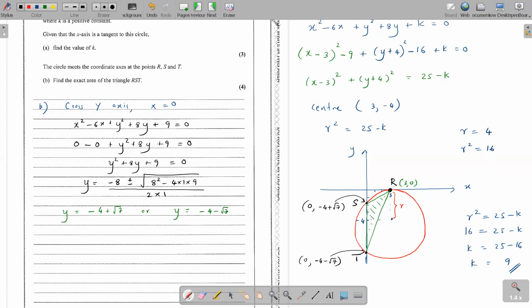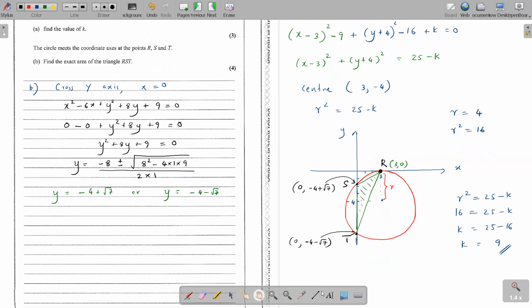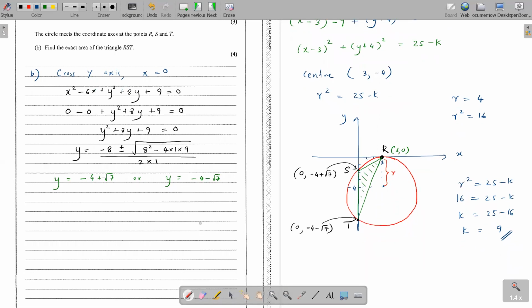So now it's time to get the area. I have found the coordinates of S, T, and R. Time to get the area. So basically I'm going to use this basic triangle area equation, half into base into height. When you have a triangle in this manner, how do we get the area? I just drew it separated so that you could see it properly.